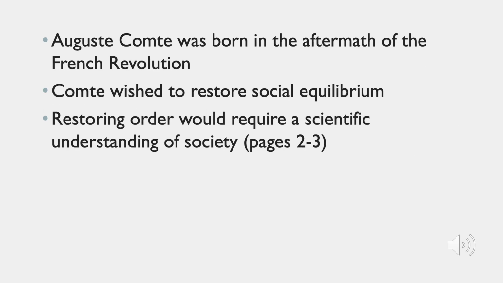So we have talked about Auguste Comte, who gave us the word sociology. He was a French mathematician and philosopher who was born in the aftermath of the French Revolution. He was living through the residue of this chaos, and Comte wished to restore social equilibrium, social stability, and social cohesion. He wanted to restore order, and he felt that the way we can do that is if we were to develop a scientific or positivist understanding of society, to move sociology to be on an equal plane with the hard sciences, physics, chemistry, etc.